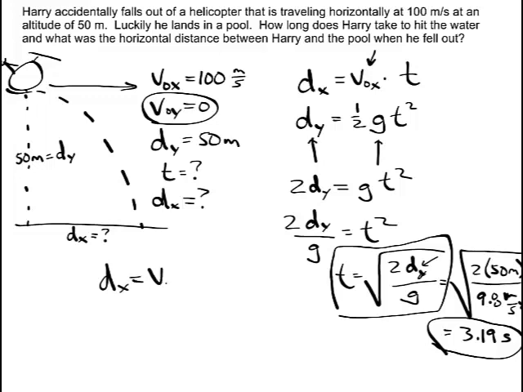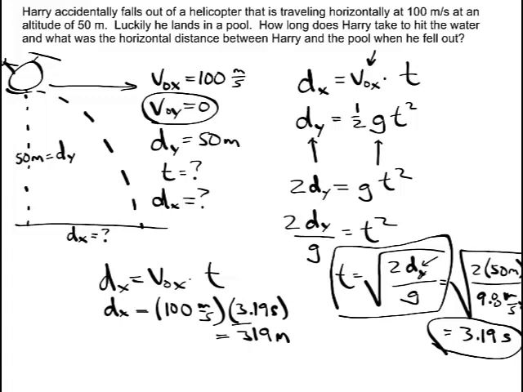and we put the numbers in. So we've got initial velocity in the x direction is 100 meters per second, and the time is 3.19 seconds for a horizontal distance of 319 meters. So that's how far he moves horizontally in his fall of 3.19 seconds.